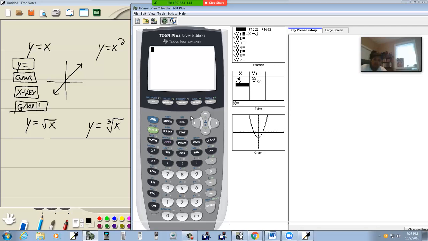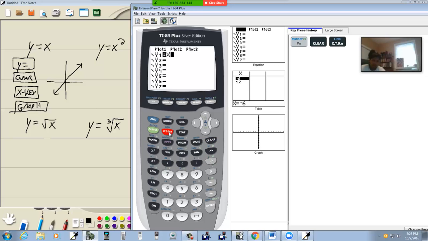On the TI-83, TI-84, I press my Y=. Now the clear button is right over here. It clears out whatever's on the line. Now I put the X key down here, and that would be this X right here. And then I push graph, and that gives me my graph. Anytime you can get y by itself, you can plug it into the calculator.